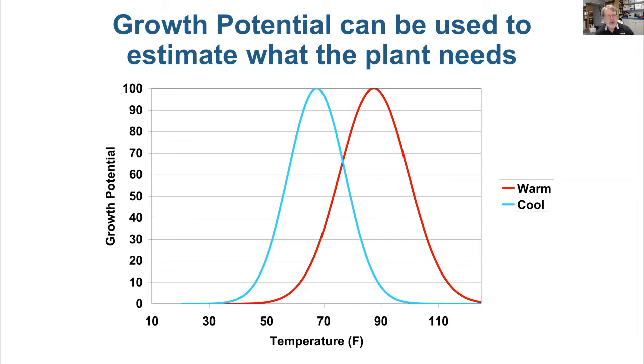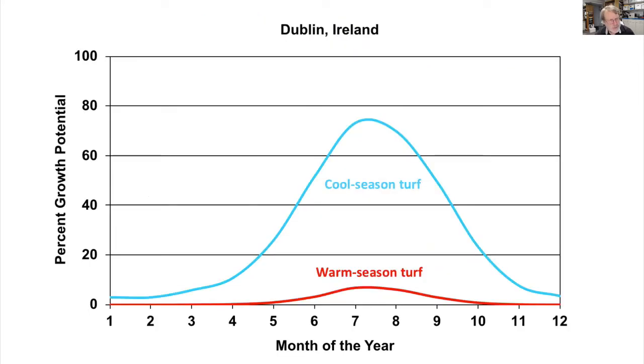Now, if you see Micah talking about growth potential, I tended to use percentage more. He uses just growth potential. This is a percent growth potential. So his numbers will go from 0 to 1 instead of 0 to 100. I just like the sound of 100. It just seems nice. So this is Dublin.